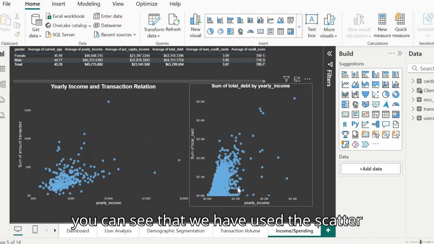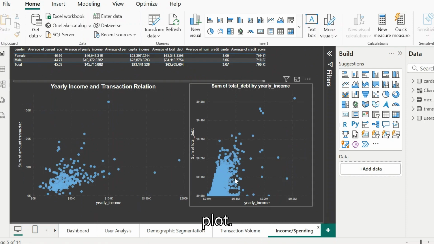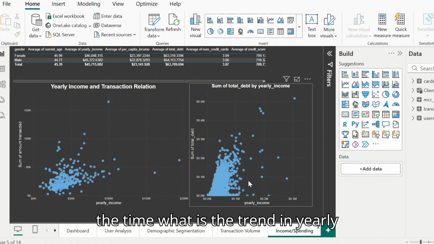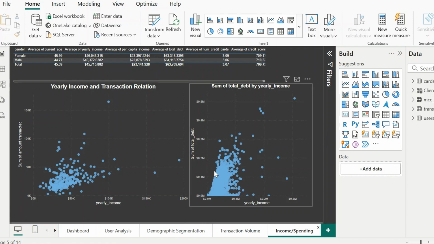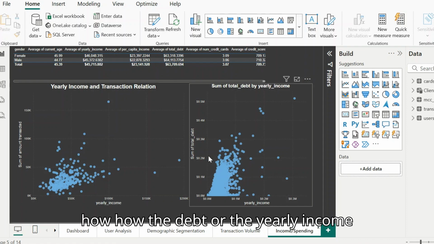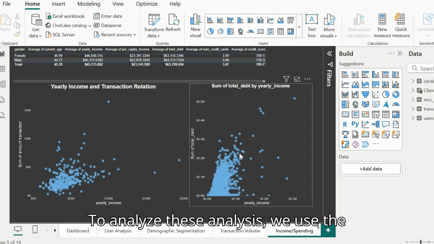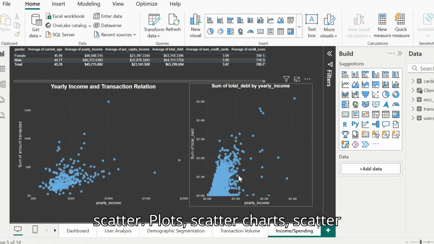Here you can see that we have used the scatter plot. Scatter plots tell the story of what the trend is over time in yearly income or spending, and how the debt and the yearly income are related. When yearly income is increasing, the debt is also increasing, and the risk tolerance of users is also increasing when their income increases. To analyze these, we use scatter plots, or you can say scatter charts.